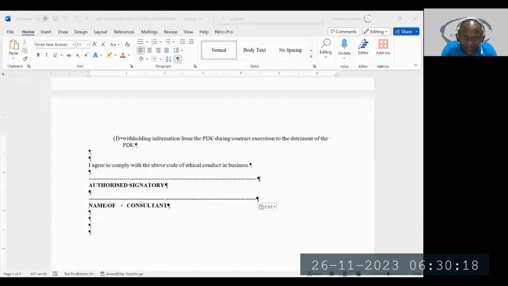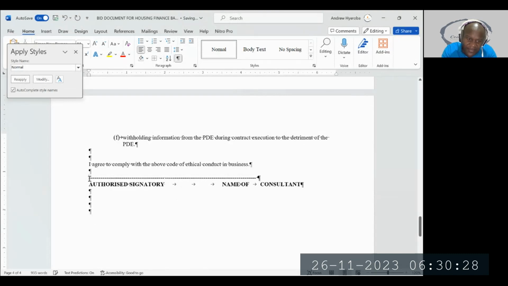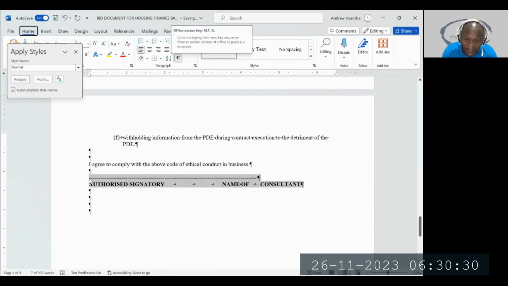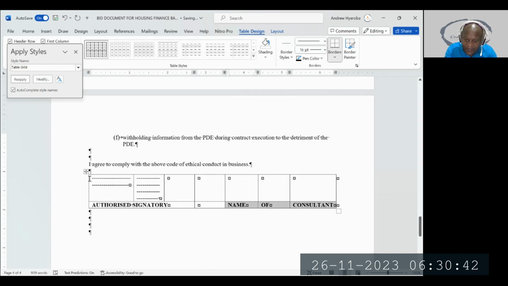Let's see how it looked in the previous one. Okay, yeah. Again, I always like to put this in table format so that I just have one thing here called authorized signatory. And then I have name of consultant.